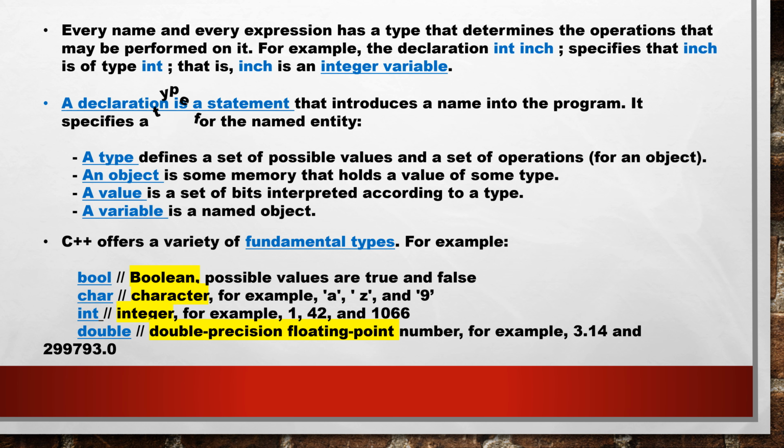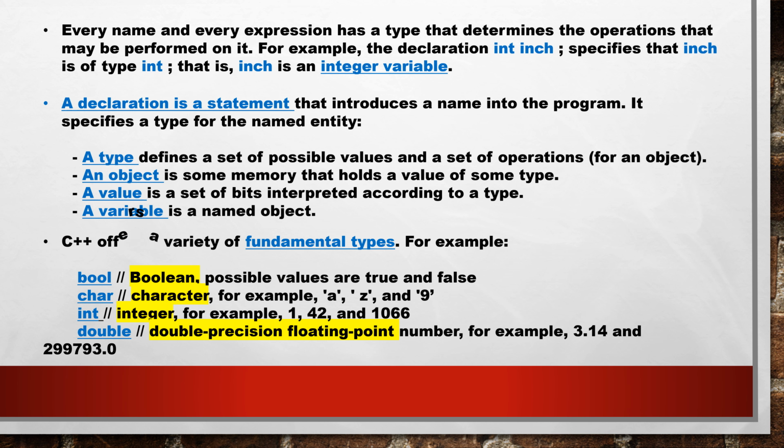It specifies a type for the named entity. A type defines a set of possible values and a set of operations for an object. An object is some memory that holds a value of some type. A value is a set of bits interpreted according to a type. A variable is a named object.